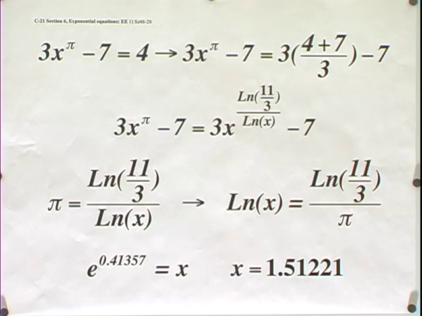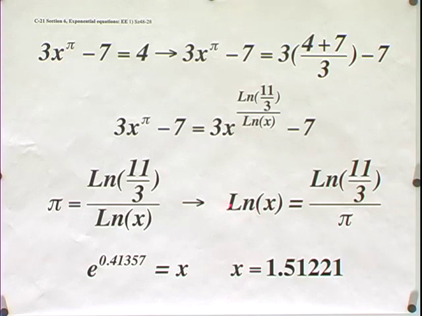Now what I'm going to do to this equation, I'm going to multiply by logarithm of x divided by pi. And when I do that, I get the log of x on this side, and I have known numbers on this side. All right. So when I take the logarithm of 11 divided by 3, and then divide by pi, I get this number, 0.41357.